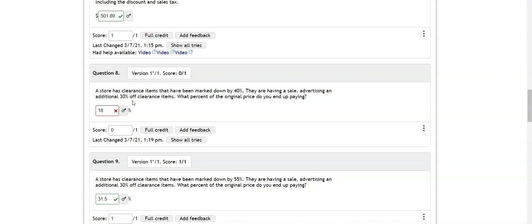So the store has clearance items that have been marked down by 40%. They're having a sale advertising an additional 30% off. What percent of the original price do you end up paying? So let's do exactly the same idea. Let's just call whatever we're buying $100, and that way we'll get a percent, because the percent is a portion of 100. All right, so we'll call it 100, and we'll multiply by 1 minus our 40%.